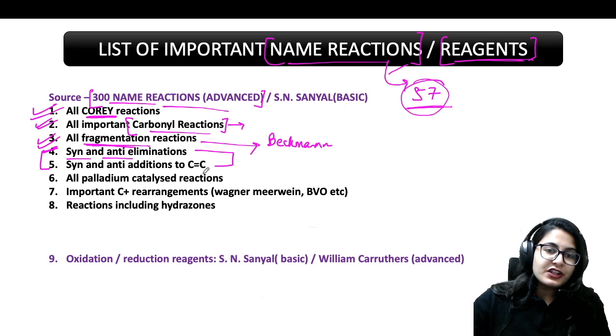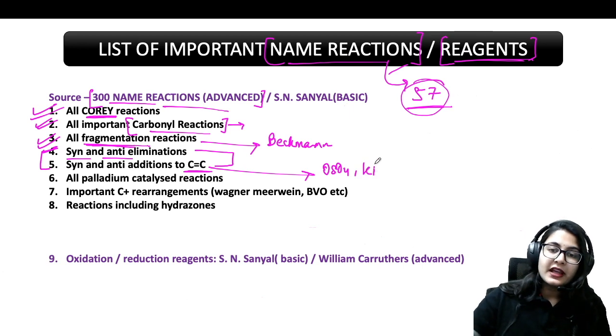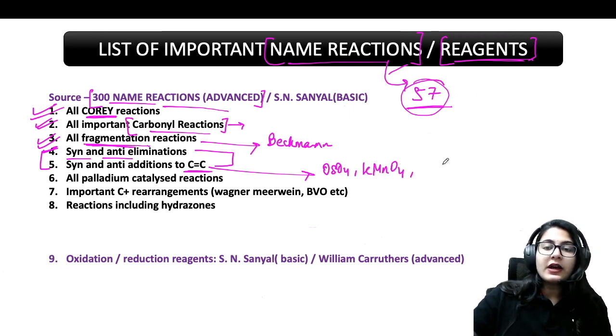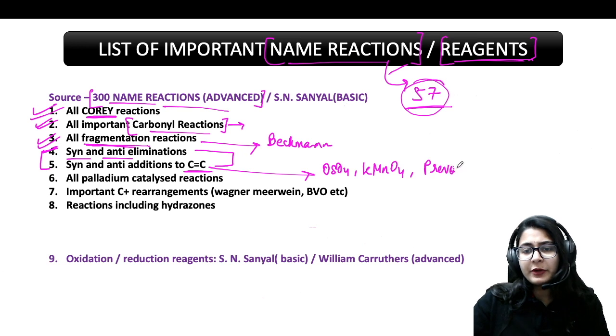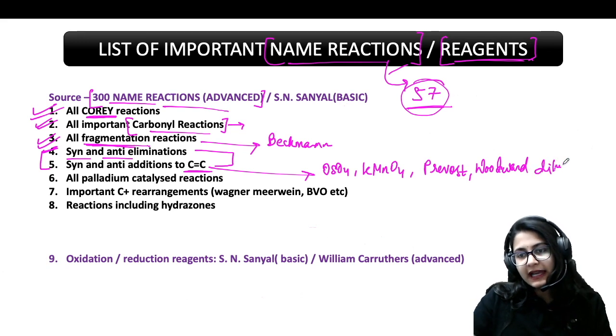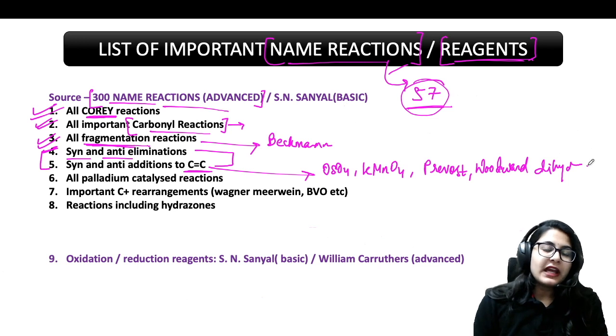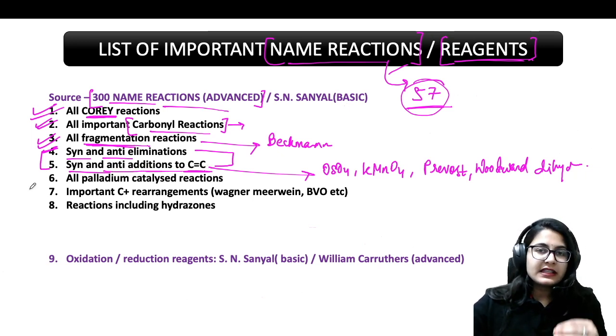Syn and anti additions to carbon-carbon double bonds. Now here you have osmium tetraoxide, here you have potassium permanganate, here you have the Prevost and the Woodward dihydroxylation, then you have hydroboration oxidation, and so on and so forth. Many, many examples of this. Just note them down. All right, make a list like this and then just keep on checking that you have done everything.